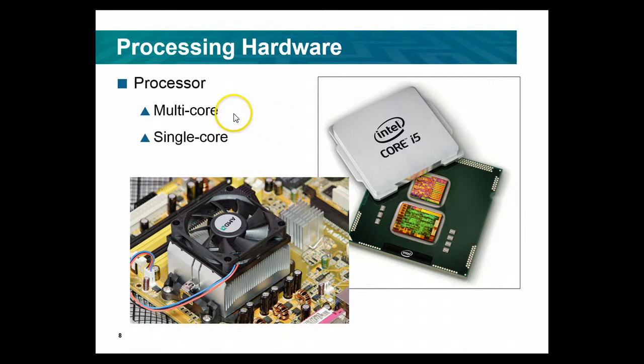The processors themselves come in what are known as single core and multi-core. A single core just has one processor, multi-core has many. A multi-core is in many ways better than a single core processor.